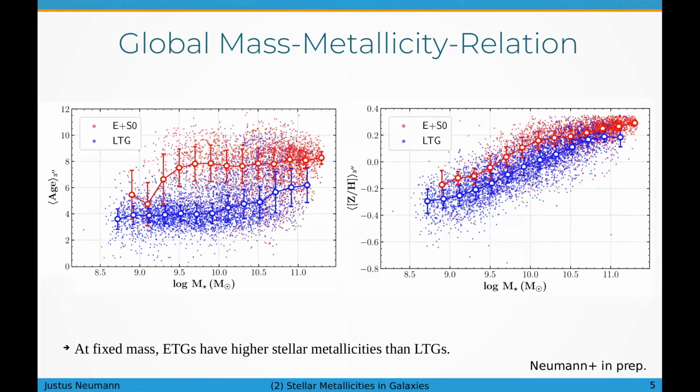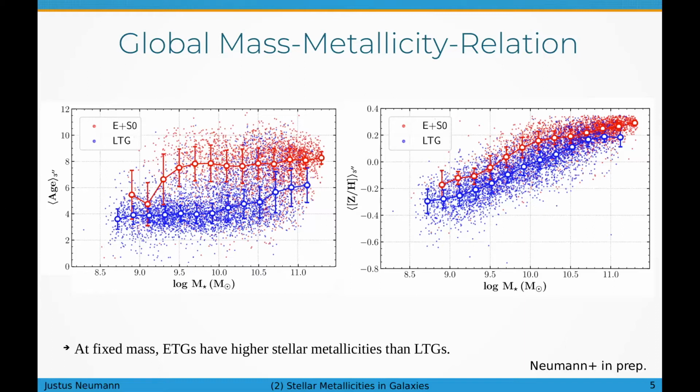Now we can take all this data and first of all see if we can confirm and find the same global mass metallicity relation for the MaNGA galaxies. So I plot here, each point in these diagrams is a single galaxy. I plot the central age and metallicity against the total stellar mass of the galaxy. On the left-hand side, for the age-mass relation, we see that there's a slight trend with older ages towards higher mass galaxies, but not very steep.